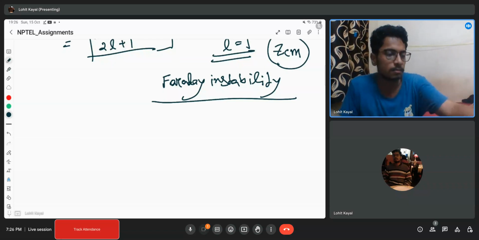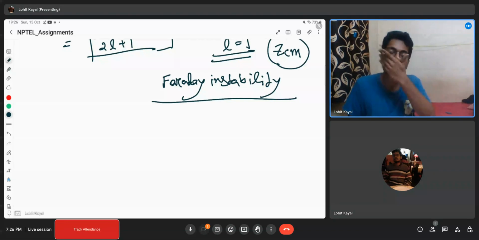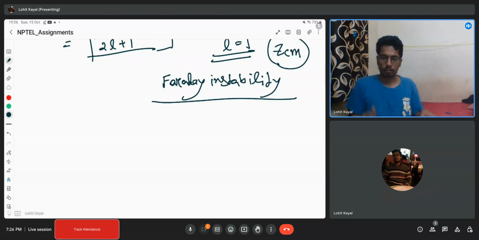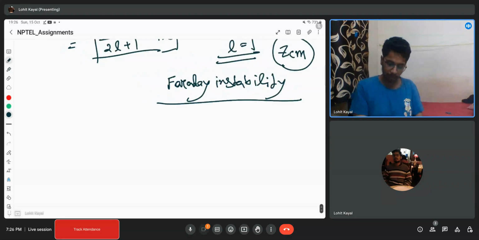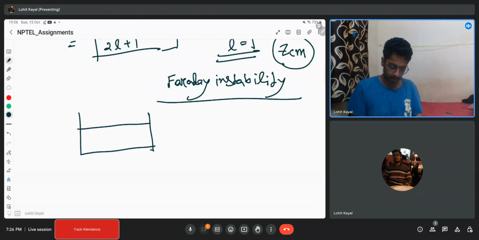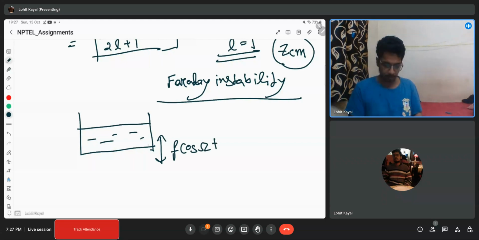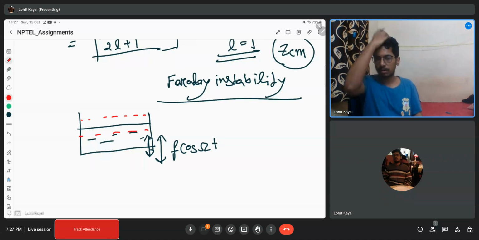So what is Faraday instability? We have already done the problem related to coupled pendulums, and we get a Mathieu equation from there. So here the idea is to derive the Mathieu equation from a practical problem. In the class it was derived for the gravity driven case. So the problem statement is, you have some container, there is some fluid, and you are oscillating it with a forcing of this kind, F cos omega t. That means this container is oscillated. As a result, your interface is also going up and down. So this is your physical condition.